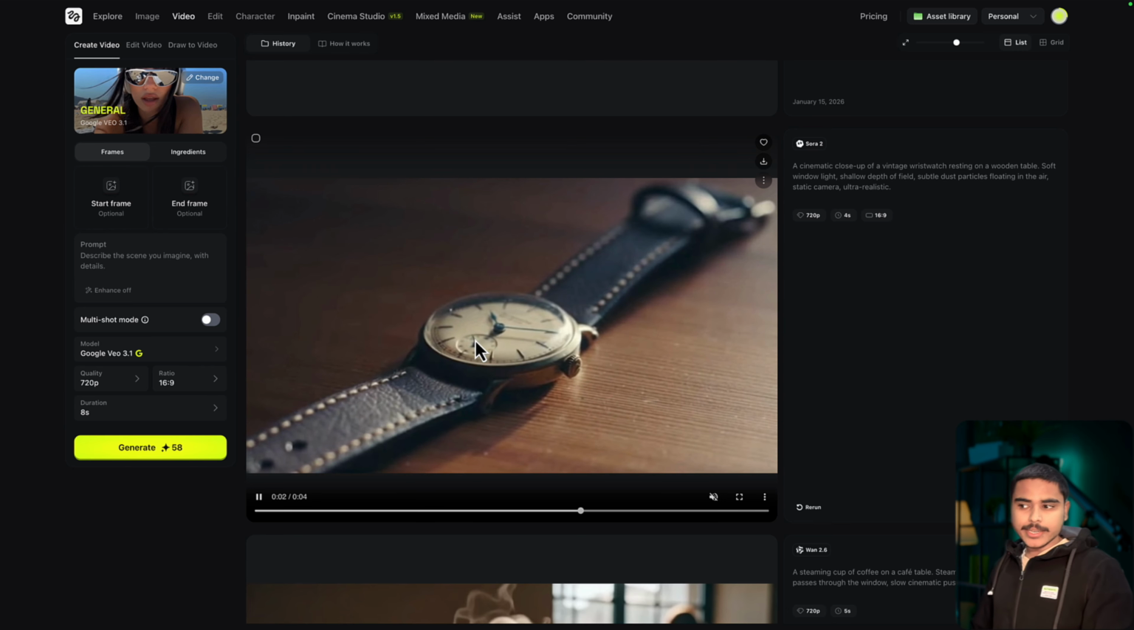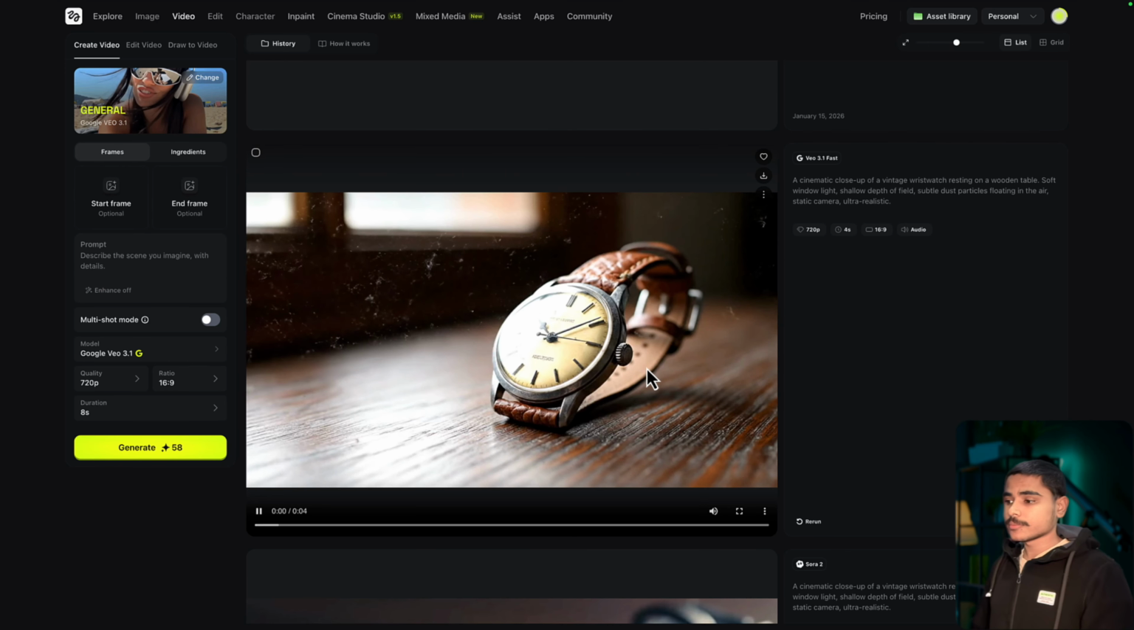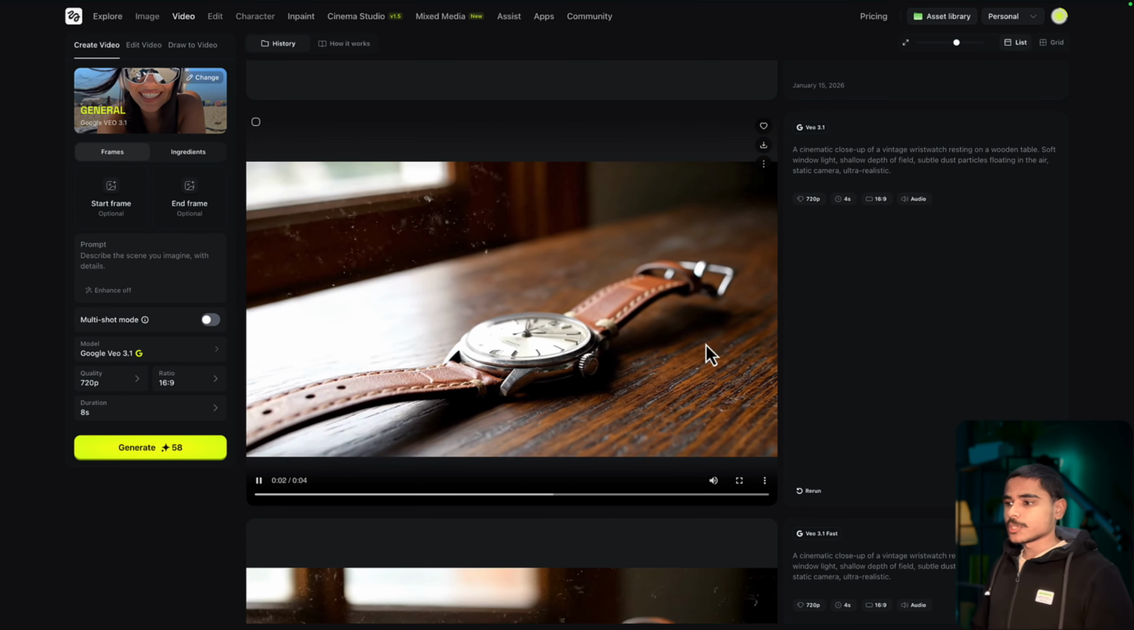I can see the second needle is moving every second and subtle dust particles are there. Camera is not static. I can see a little bit of movement. But yes, it looks realistic. And here's the result from Veo 3.1 Fast. I didn't like the dust particles in the air. It's like, what's happening? It does not look real. And this is Veo 3.1.